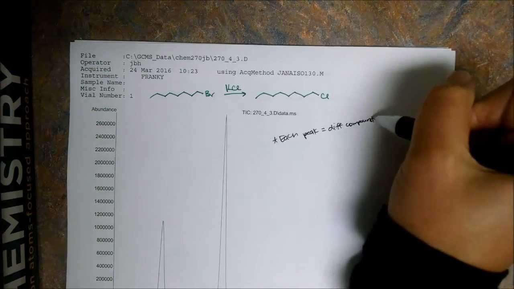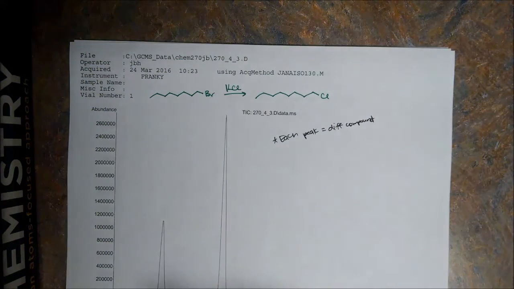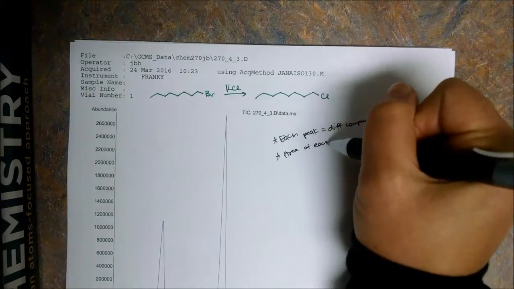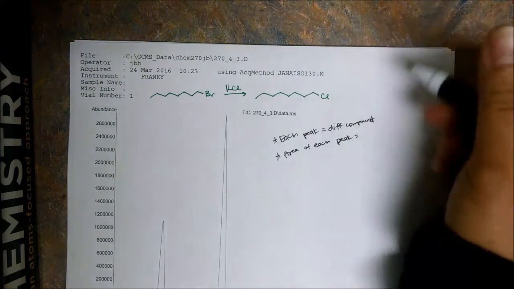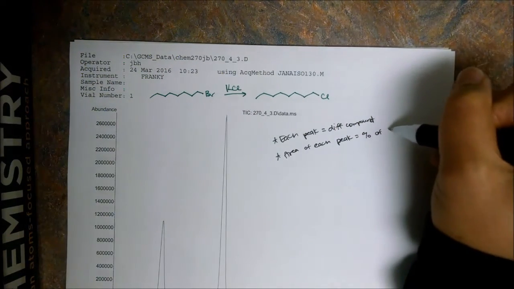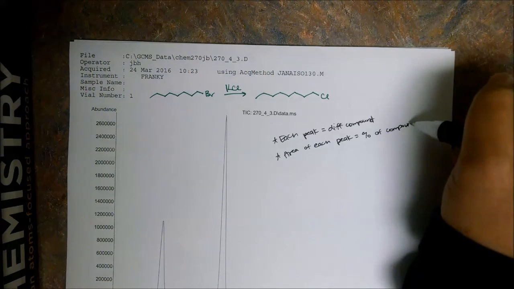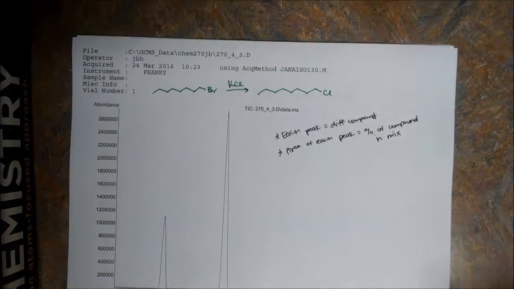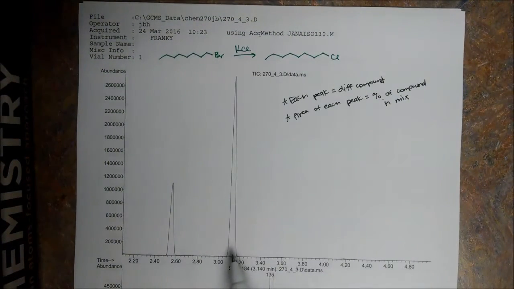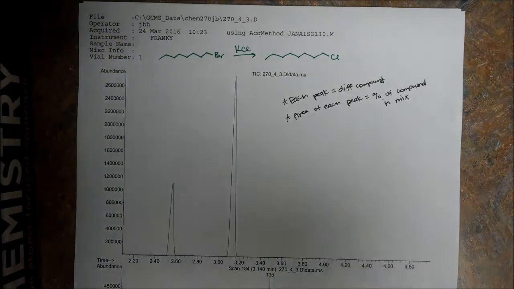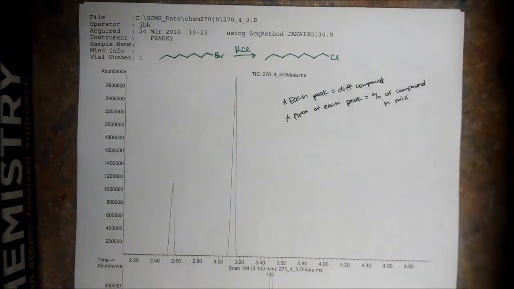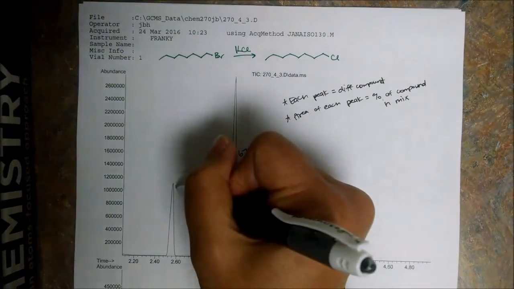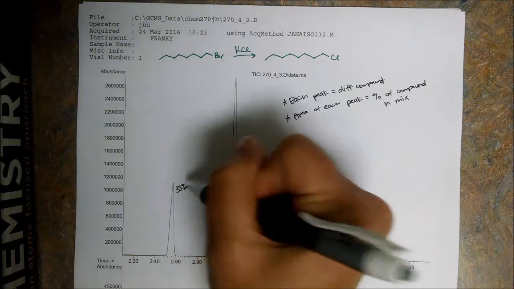We can take the area underneath each peak and get percentages. The area of each peak equals the percent of compound in the mixture. So you can see here that there is more of this one. We should have given you this data. This is about 67% of our sample, and this peak corresponds to 33% of our sample.